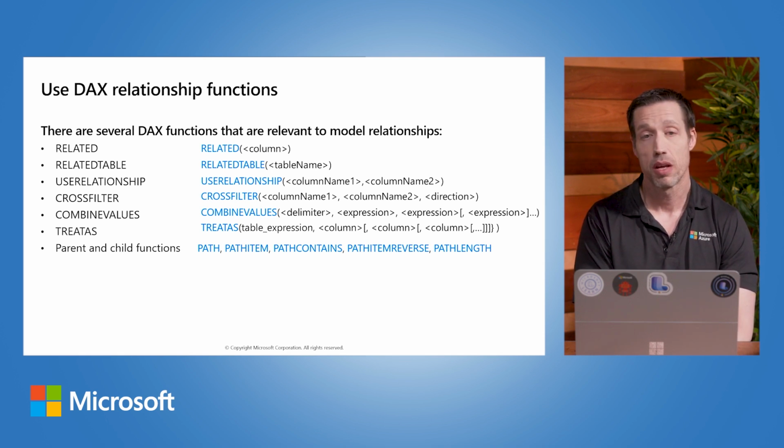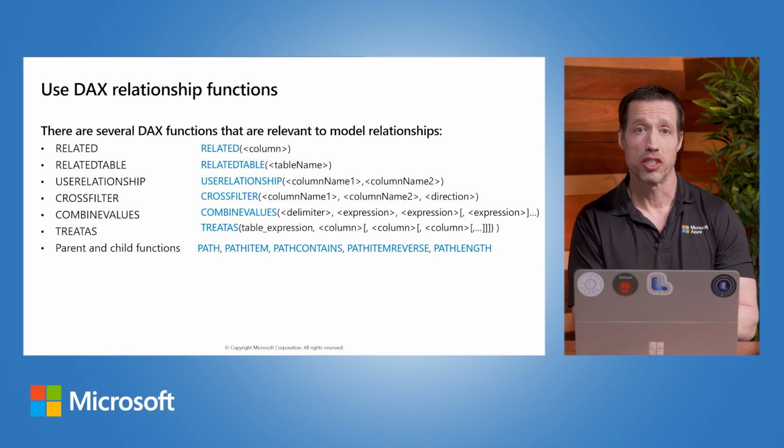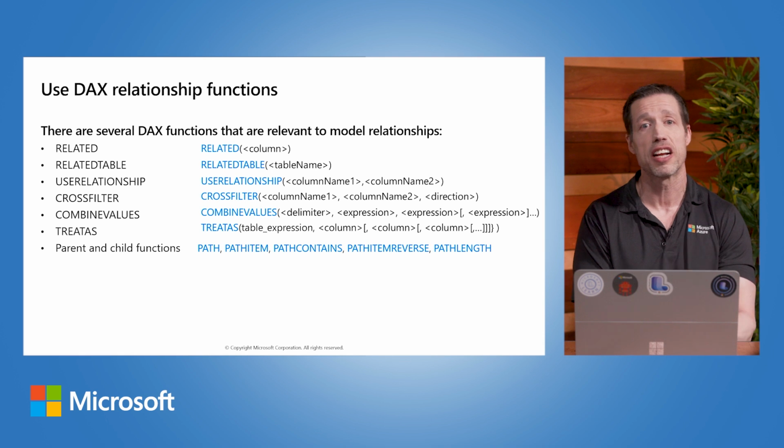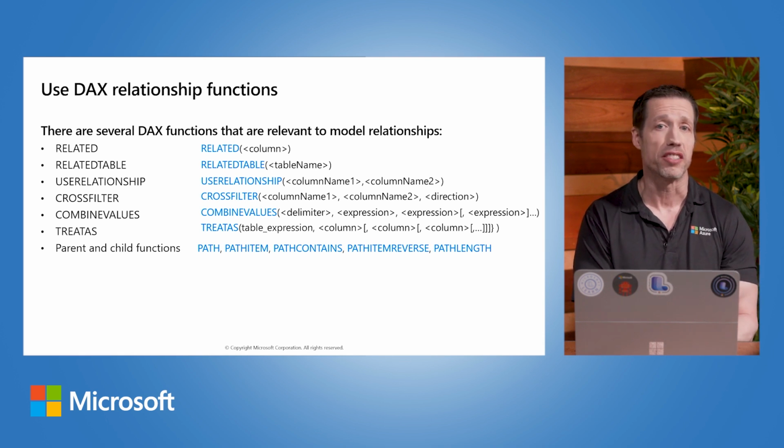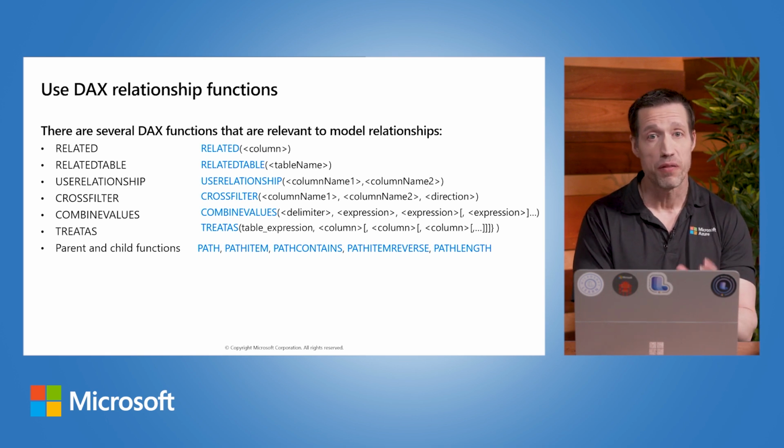The PATH and related parent and child functions are a family of related functions that you can use to generate calculated columns to naturalize a parent-child hierarchy. You can then use these columns to create a fixed level hierarchy.